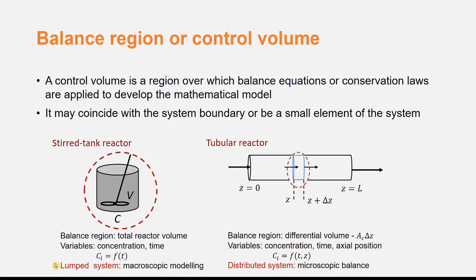Models based on this approach are called lumped models. All spatial variations in the system variables are lumped into a single value that represents the average value over the whole system. System variables can be temperature, pressure, concentration, and so on.